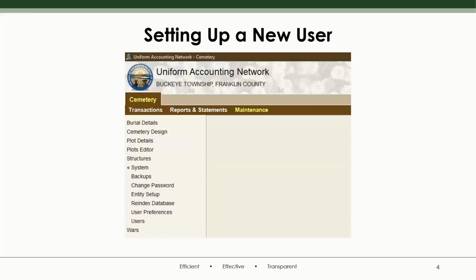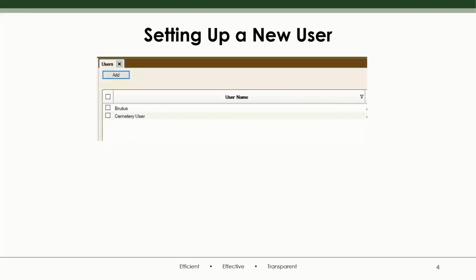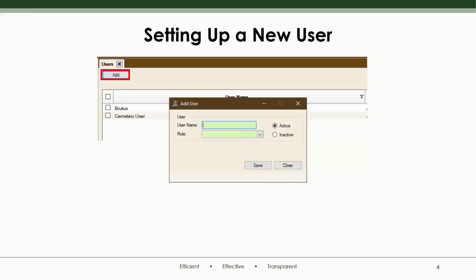So first things first, for Bernice's first step here, she needs to set herself up as a new user. Brutus gave her his login credentials just to get the job done. In order to set up a new user, we're going to go through Cemetery Maintenance Users. That'll bring up this screen here. You can see we've got Brutus and our generic cemetery user here. We need to add Bernice in, so we're going to click the Add button up in the top left. And that'll pop open the Add User screen.